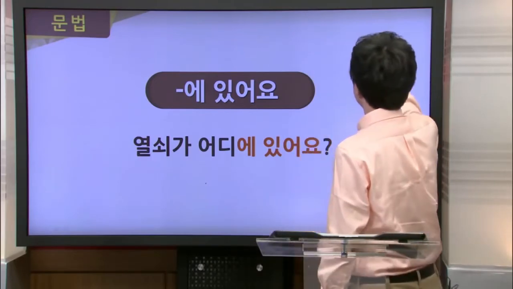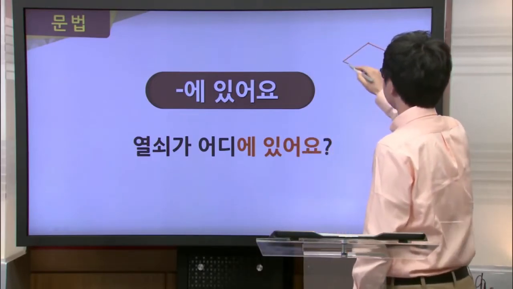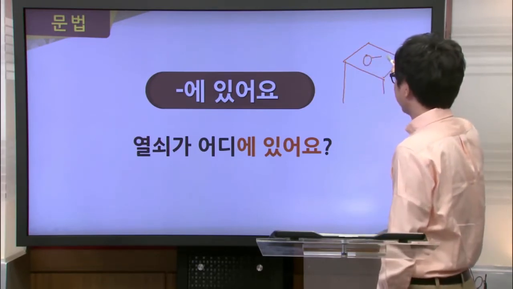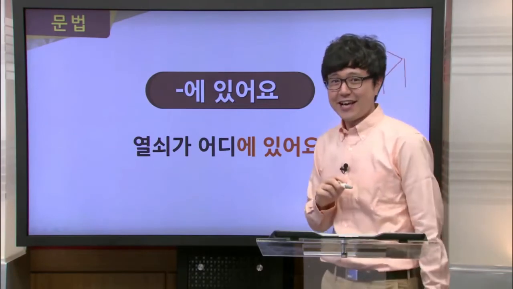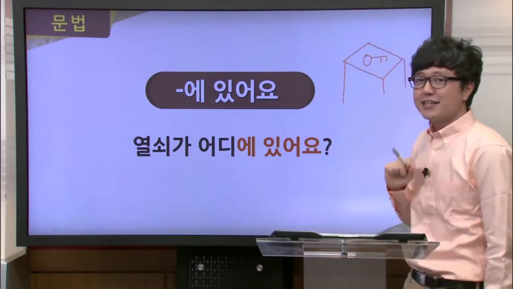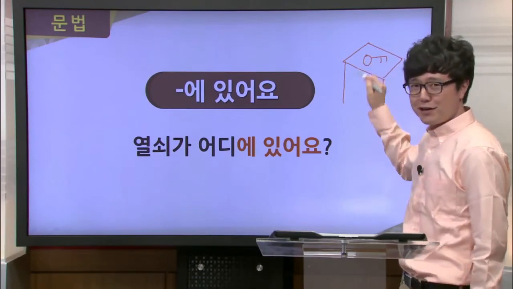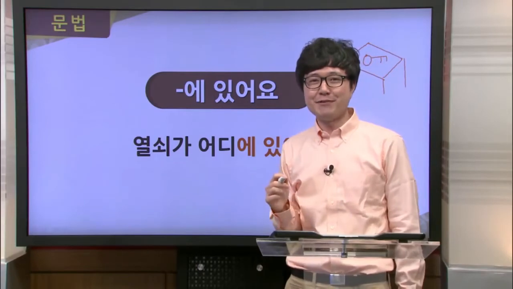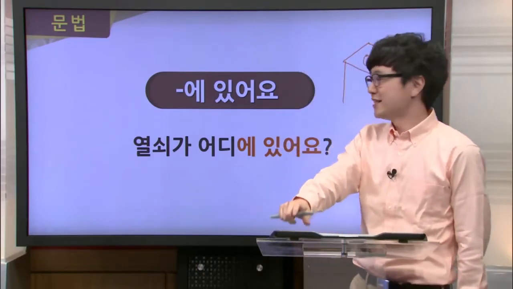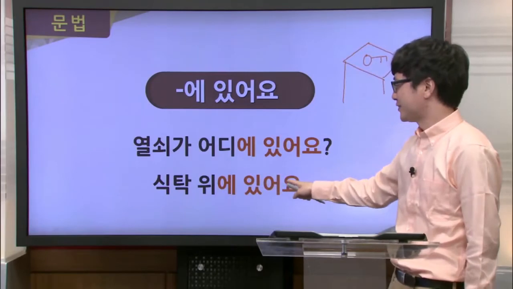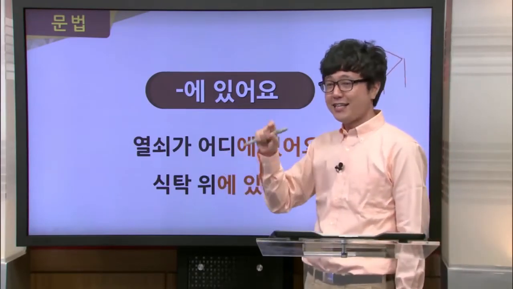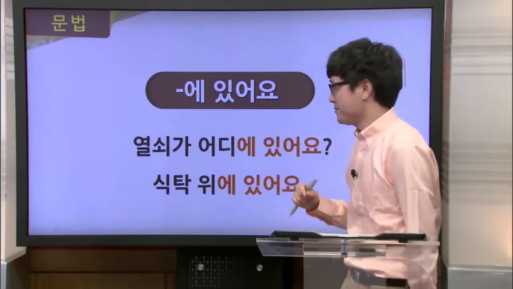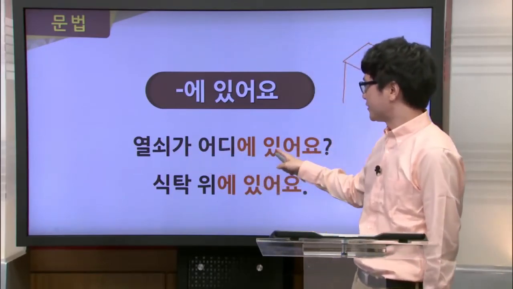Now, if you refer to this drawing here, this is the dining table, and here is the key. And you can see based on this drawing right here, the key is on top of the dining table. So how would we say that the key is on top of the dining table? We would say 식탁 위에 있어요, meaning that the keys are on top of the table. So please go ahead and repeat after me. 열쇠가 어디에 있어요?